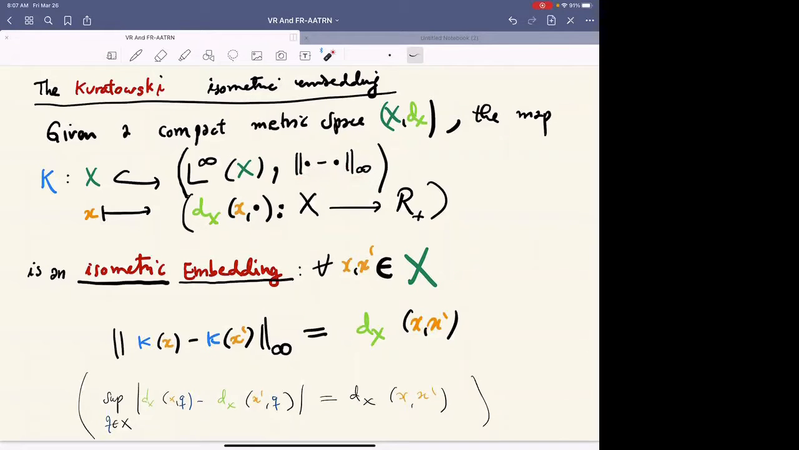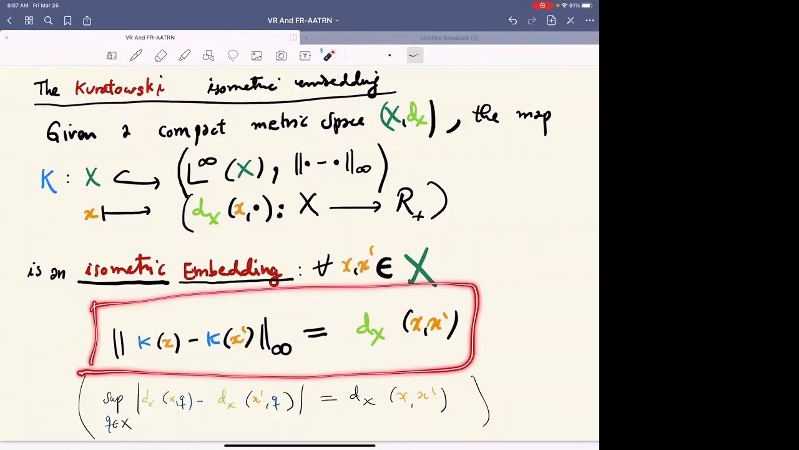So you send every point x in X into the distance function to that point. So L infinity is a collection of functions on X, and this is a function associated to this given point. It's not difficult to prove that this is actually an isometric embedding. So you have this relationship here.